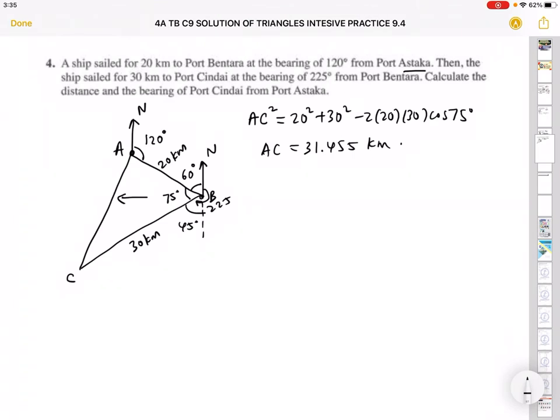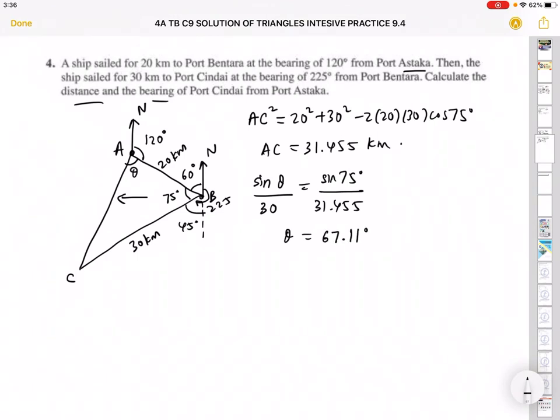We got the distance from Astaka to Chindai, AC, but to find the bearing, I need to find this angle. Let's call this theta, right? I'll say sine theta divided by 30 kilometers equals sine 75 divided by AC. AC is 31.455. Use your calculator. Sine 75 divided by 31.455 times 30. Shift sine. My angle theta is 67.11.